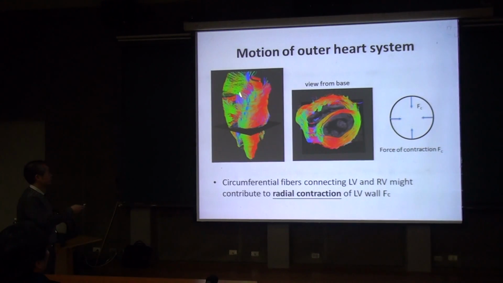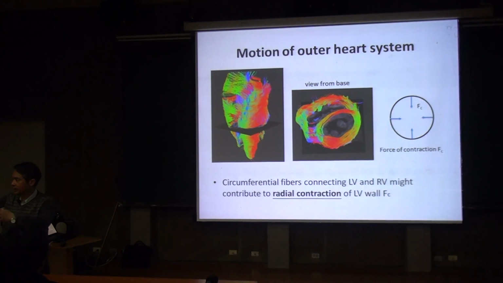And this is the outer heart. When we look from top to down, the outer heart looks like this. Most of the fibers are circularly oriented, okay? So actually it's like our belt. So when the muscle contracts, it works like this, right? So actually when the heart is contracting, it goes like this and this.